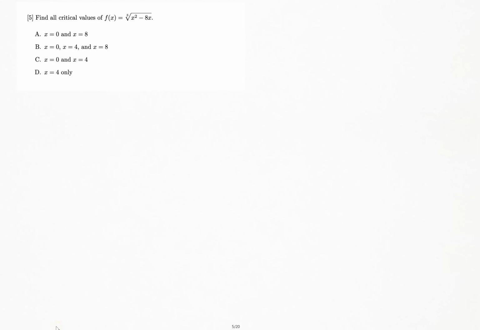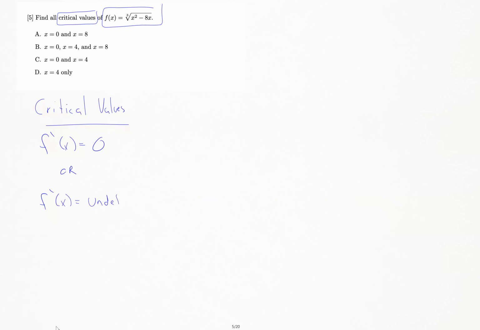Question 5 gives us an f of x equation and wants us to determine all the critical values of that equation. So first we've got to know what a critical value is. Critical values are the points on a graph where the first derivative equals 0 or the first derivative is undefined, so has no value there. So that's what we're looking for with this starting equation f of x.